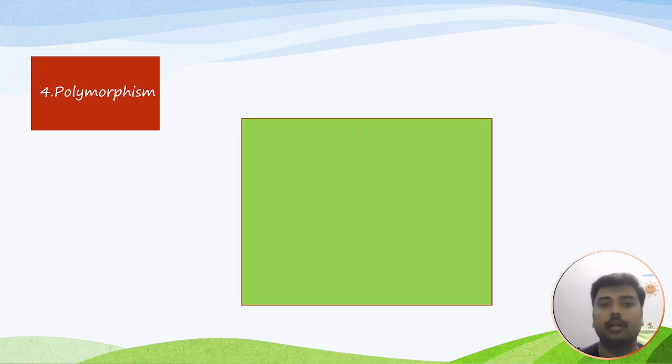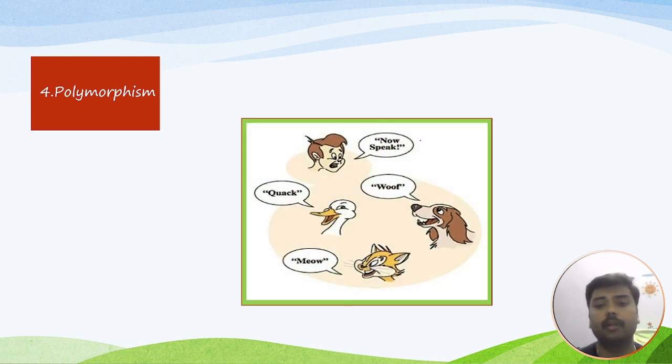Then polymorphism. Polymorphism is a Greek term. Poly means many, and morphism is the ability to take forms. For example, different kinds of things speak, like a dog, duck, and cat. All are speaking, but the thing is the same in different forms. The dog says woof, the duck says quack, the cat says meow. So the thing is the same, but the forms are different. That is known as polymorphism.